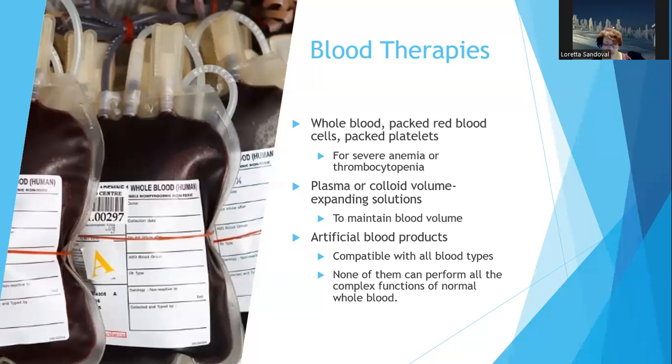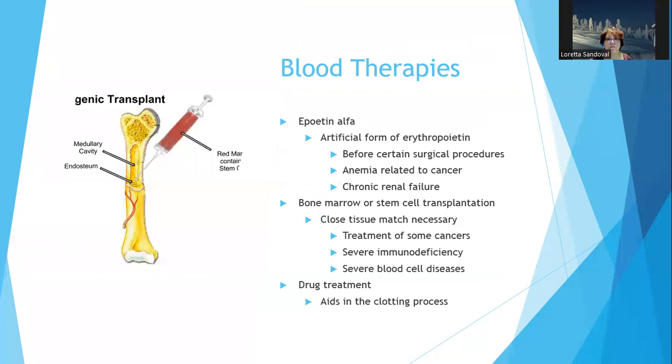Anytime you get a blood transfusion, there is a risk of an immune reaction or infection. And so by using these artificial products, you are reducing the risk of infection. So that's the whole point of them. There's also bone marrow or stem cell transplantation. You need a close tissue match. It's used to treat some cancers or severe immune deficiency or severe blood cell diseases.